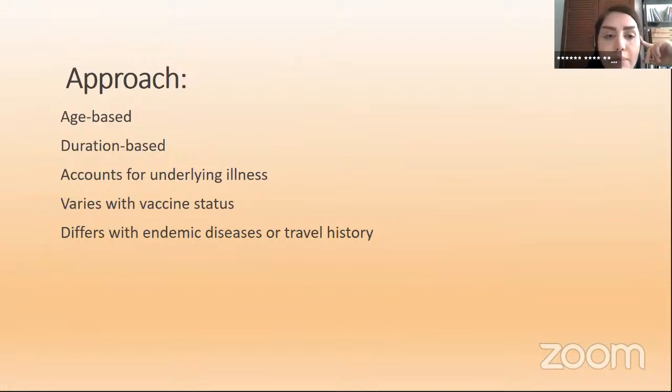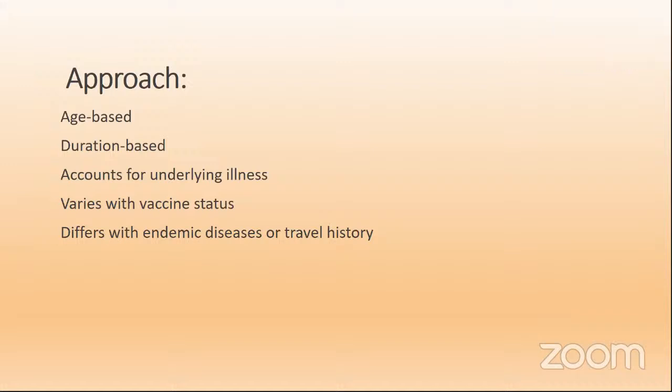Here, I want to talk about the approach in fever. As you know, different ages in children are important for us, and our approach will be changed by the age of the children. Also, duration of fever is very important, and underlying disease, also vaccine status, and also endemic disease or travel history is very important. Can you tell me some examples, for example, for underlying illnesses that you can tell me a disease and also?